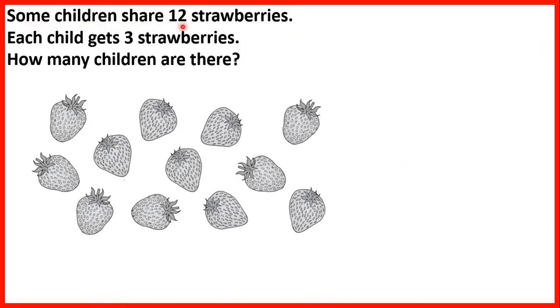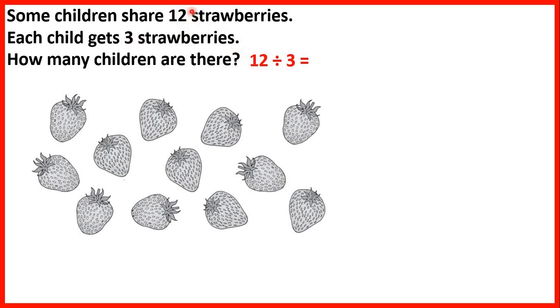Some children share 12 strawberries. Each child gets 3 strawberries. How many children are there? So to answer this question, we need to use division. We need to work out 12 divided by 3.